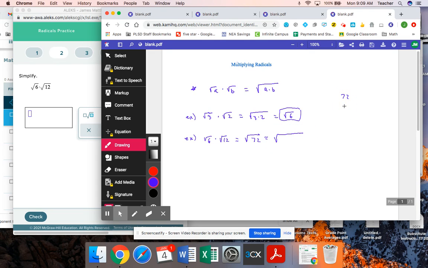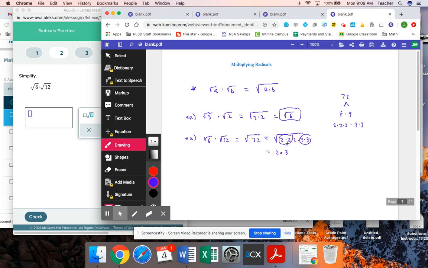which can be rewritten when I take the prime factors of 72. I get 8 times 9, or 2 times 2 times 2, that's 8. And then 9 is 3 times 3. So if I write that as 2 times 2 times 2 times 3 times 3, all I really did was take the prime factorization of 72. And then I'm looking for pairs, as always. So I can pull out a 2 and a 3.